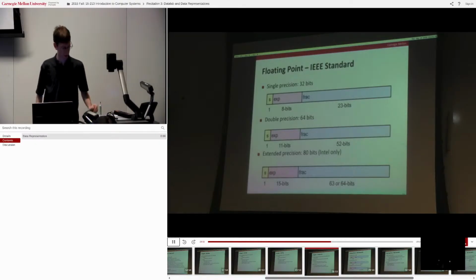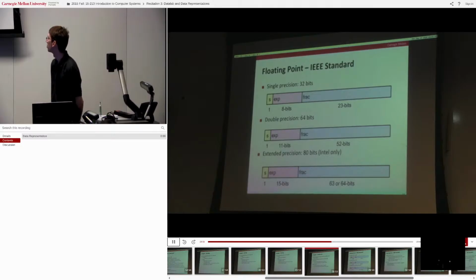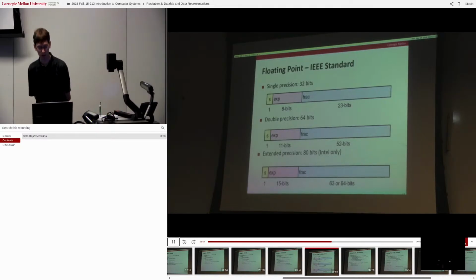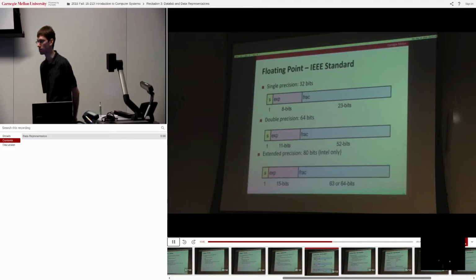So there's a particular standard for floating point numbers that's used just about everywhere, and that's the IEEE standard. There are 2 different main versions of this, the 32-bit version and the double precision 64-bit version. Those are what you would call floats and doubles in C.